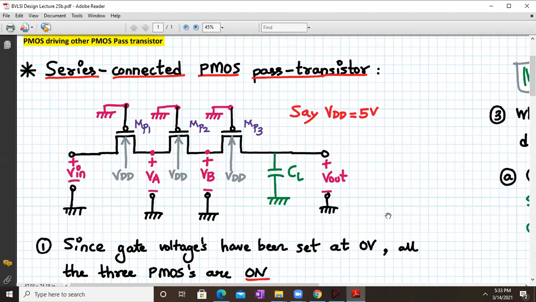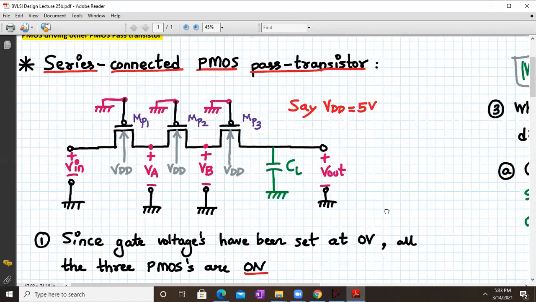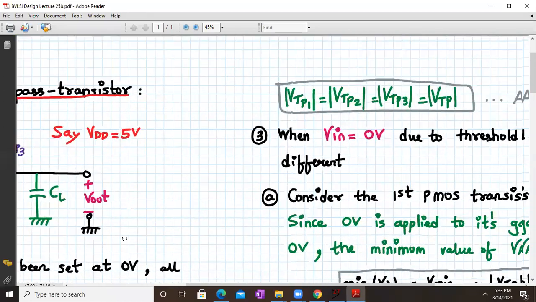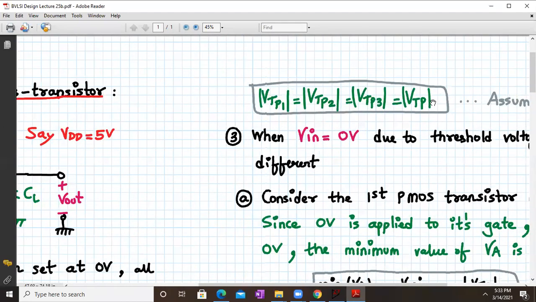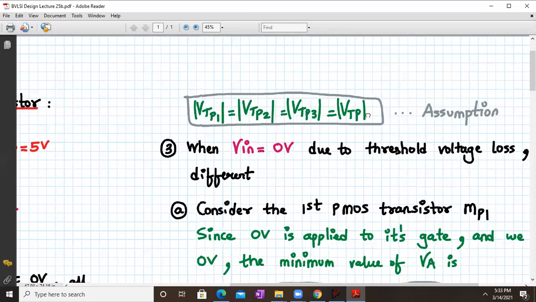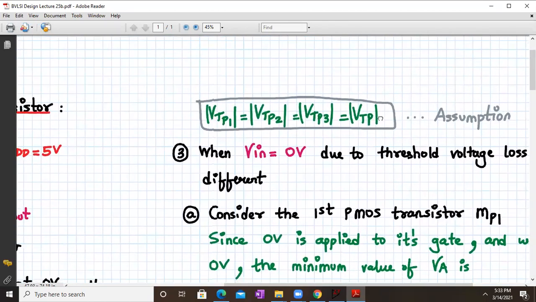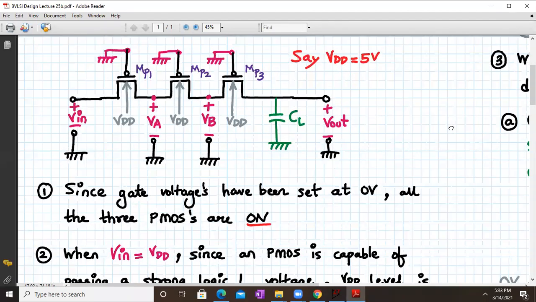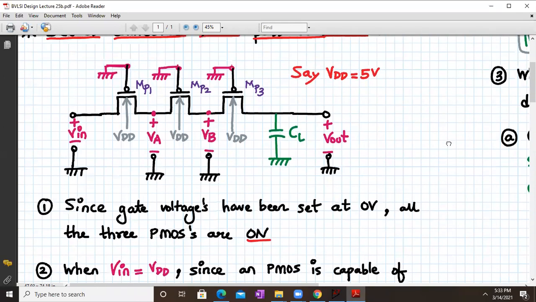Okay, so this is the circuit. Again, back to the circuit. So over here, first we assume that all the threshold voltages of the three NMOS, three PMOS fast transistors are the same. Okay, that's the assumption. And over here, the gate voltages are tied to 0 volt. That means all the PMOS transistors are on.